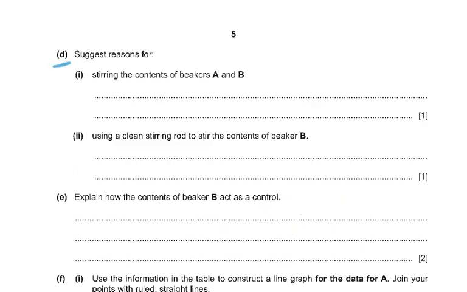Now, coming to the D part of the question, suggest reasons for stirring the contents of beaker A and B. Why did we stir them with a glass rod? Mix or evenly distribute the contents. So you wanted to mix the contents. Why do you stir when you have a cup of tea and you put sugar in it? So that the sugar dissolves in it and it mixes the sugar and the tea. So to mix the contents, or you can say evenly distribute the contents. Now this is again more a matter of your English rather than anything else.